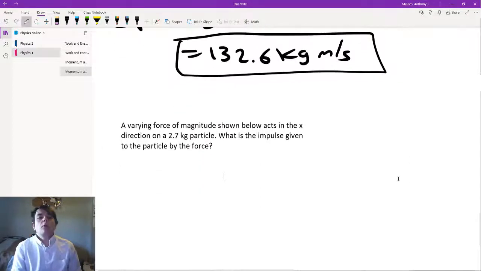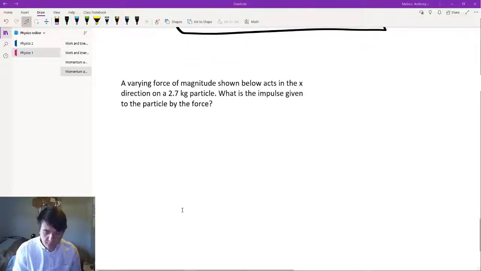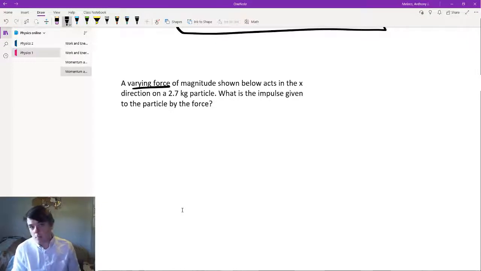Okay, so now this next problem is kind of an interesting one. We don't do too many problems with varying forces here. Most of the forces that we get are pretty constant, because dealing with anything that's changing is difficult. But let's read this. A varying force of magnitude shown below, so I'll be giving you the graph on how it varies, acts in the x direction on a 2.7 kilogram particle. And we want to know, what is the impulse given to the particle by the force?